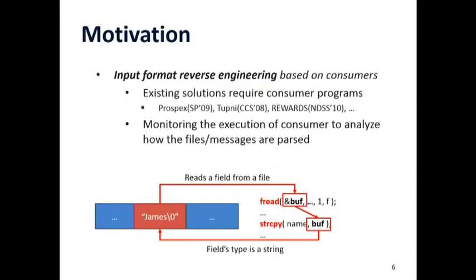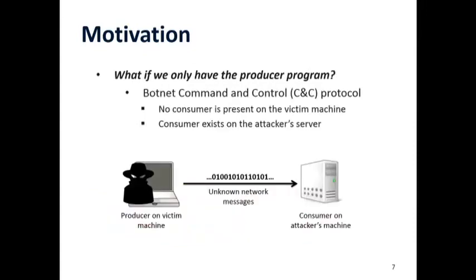But here we have a problem, because they require consumer programs. Unfortunately, we don't have consumer programs in many cases in practice. So what if we don't have the consumer programs and we only have the producer program? Let me give you an example. In the case of the botnet command and control protocol, we don't have a consumer program on the victim machine. We only have a producer program on the victim machine, and the producer collects some of your data, generates some unknown network messages, and sends them to the attacker's machine. The consumer program that can read and understand the network message exists on the attacker's machine. Unfortunately, we don't have access to the attacker's machine. So the problem here really comes down to how to understand such unknown network messages without having consumer programs.